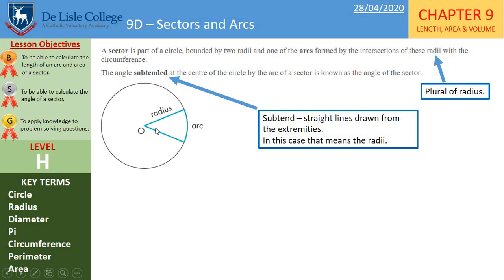So this shape drawn here with the light blue, that is the sector. So what it means is a sector is part of a circle. It's bound by two radii and one of the arcs. So they are the edges of the shape. And the angle here at the centre is created from drawing a straight line from the edge of each arc.